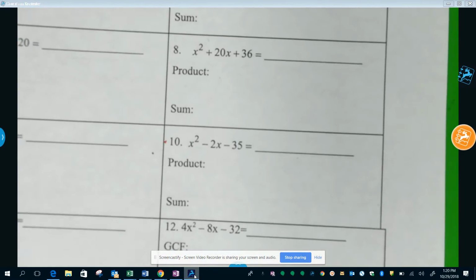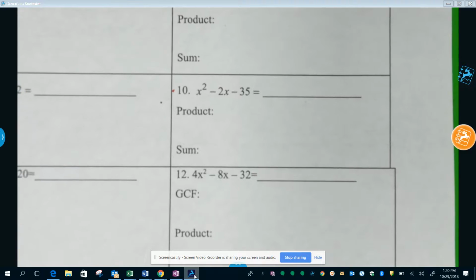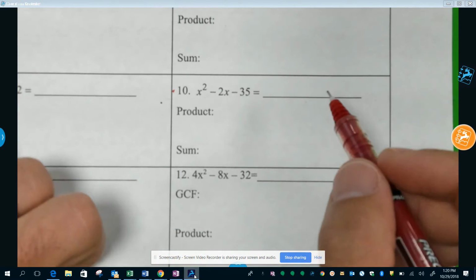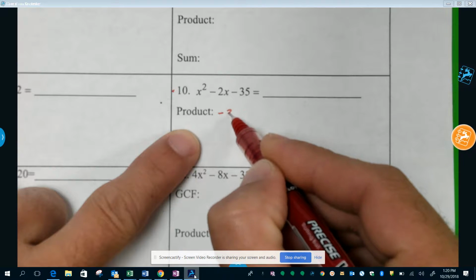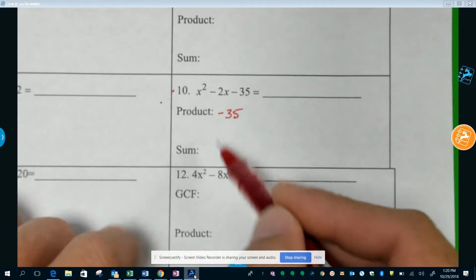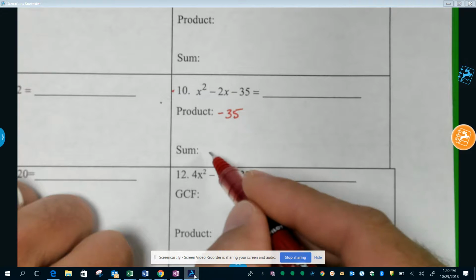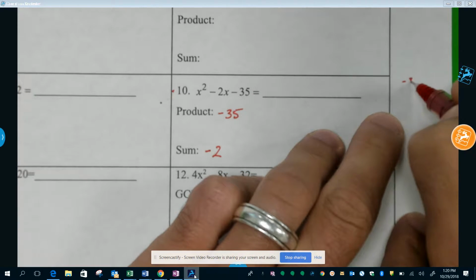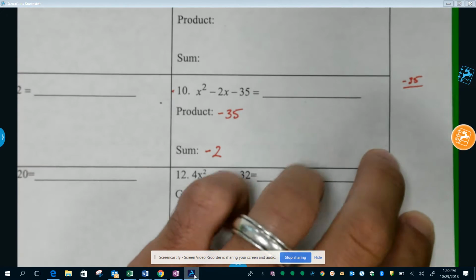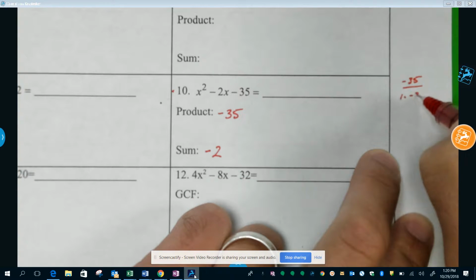All right, so let's look at number 10. All right, I'm looking for two numbers that multiply, the product. They have to multiply to my last number here of -35. And the two numbers that I'm looking for also need to add up to the middle number of -2. So I come off to the side and I look for the multiples of -35. 1 times -35.